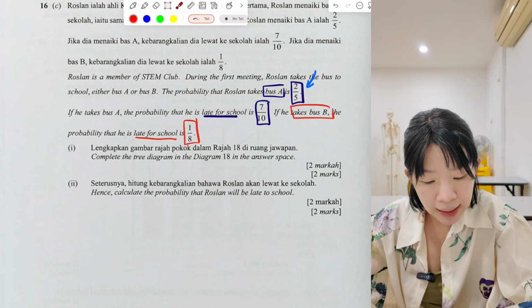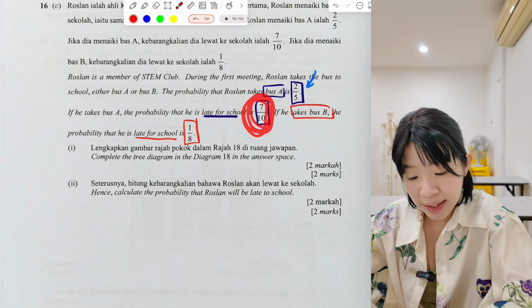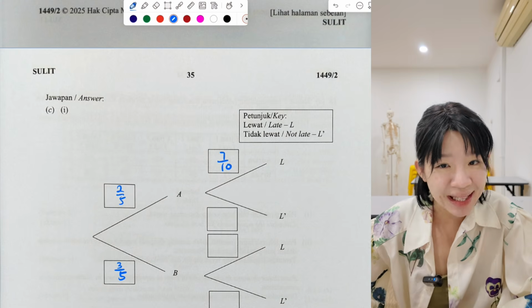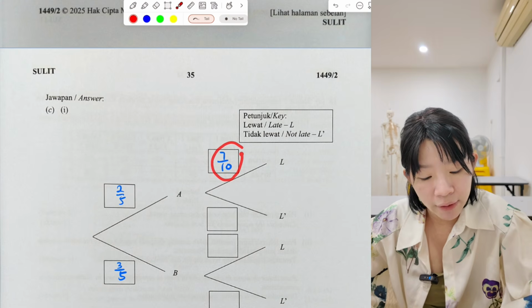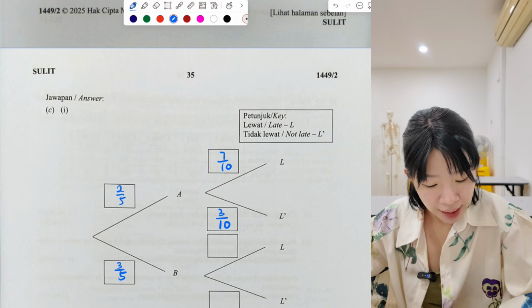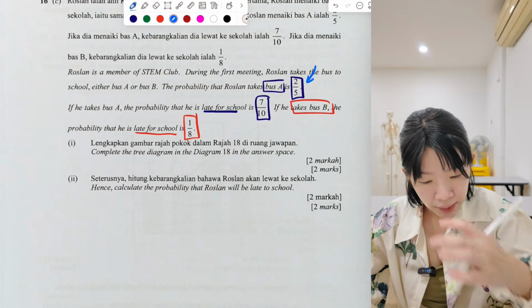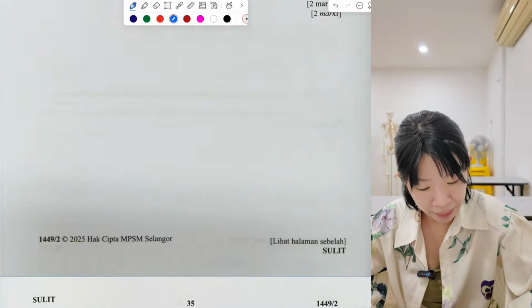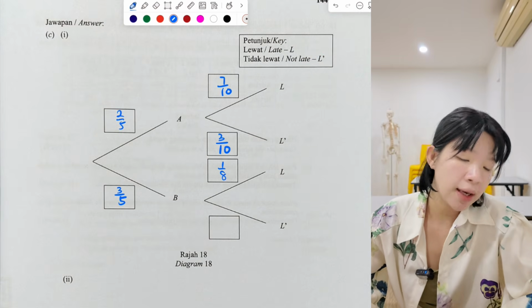So take bus A late for school is 7 over 10. Alright, here 7 over 10. Then how about not late? If late is 7 over 10, the remaining is 3 over 10, isn't it? Okay, if take bus B, okay, bus B late for school is 1 over 8. Okay, so we put around 1 over 8. So late for school 1 over 8, how about not late?